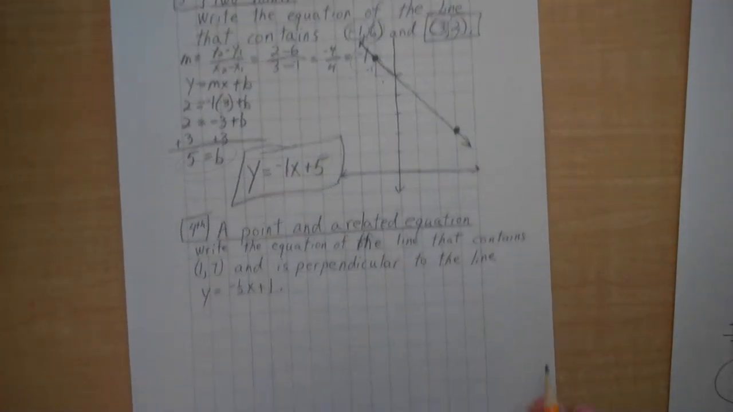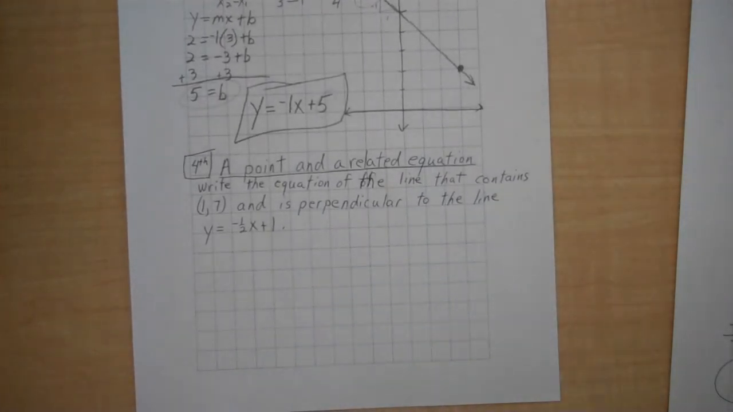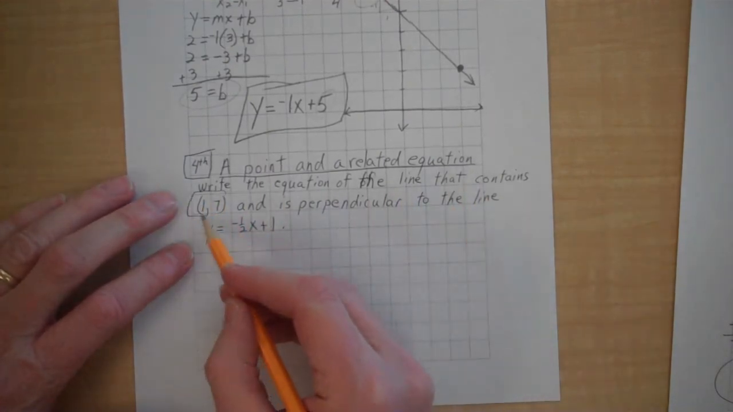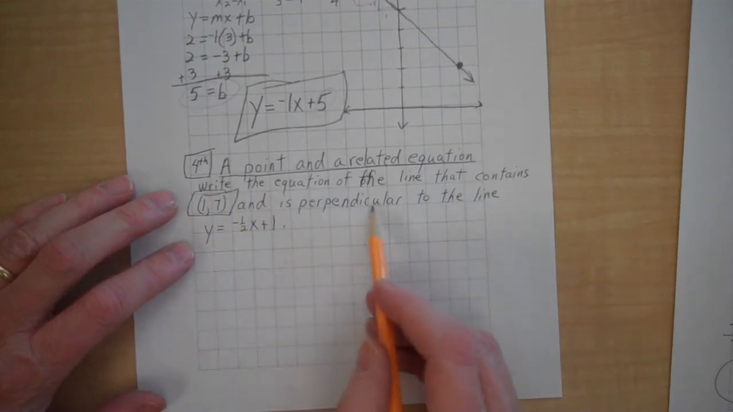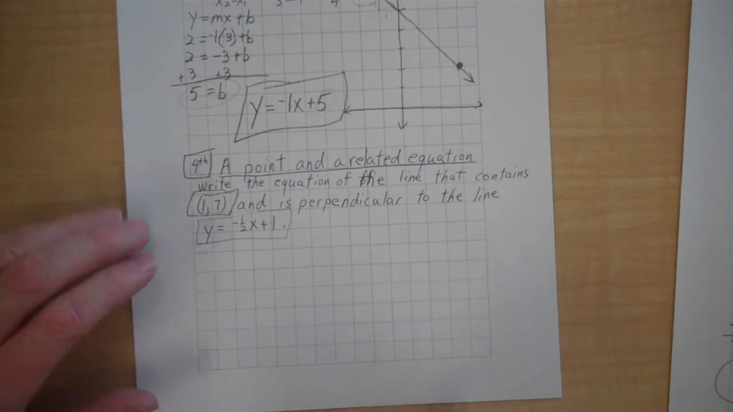And then there's a fourth situation I wanted to show you for your notes today. It's a point and a related equation. So we know a point on the line, we know an equation that's somehow related to the equation we're trying to find. Write the equation of the line that contains 1, 7. So there's my point, and it's perpendicular to the line y equals -1/2 x plus 1.